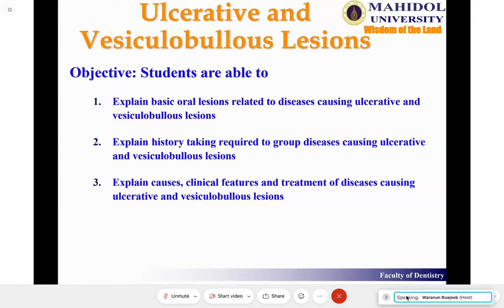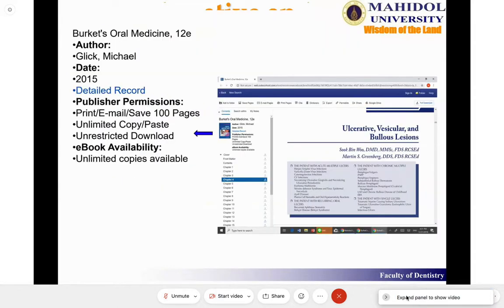So, focusing on the diseases causing ulcer, vesicle, and bullae. And for the handout, you may see in the ebook or maybe the newer edition, but this edition, the 12th edition, is free of charge and you can download from the website.